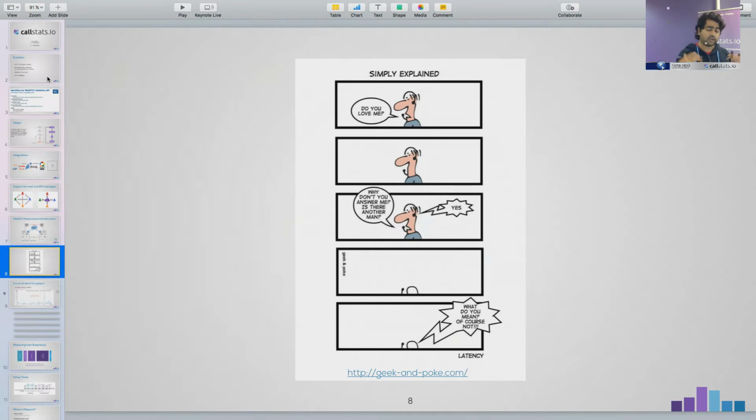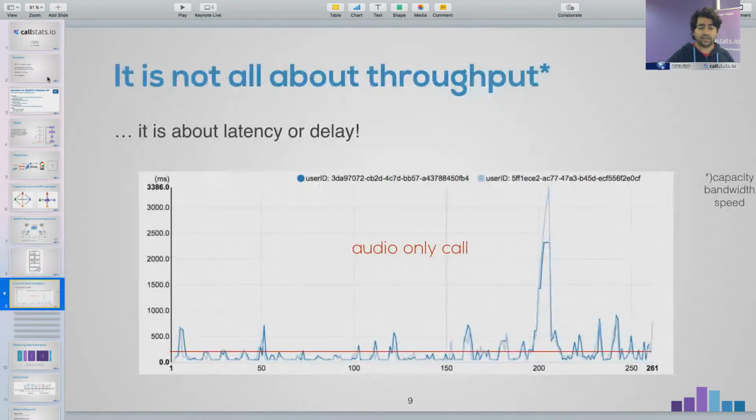Because when we talk about high quality, we always say we need more bandwidth. If I want to do 4K video, I need in excess of 10 megabits per second. If I were to do 1080p, I need 5 megabits per second, and so on and so forth. But if you're going to do real-time communication, it's not about the throughput or bandwidth. It's about latency and delay.